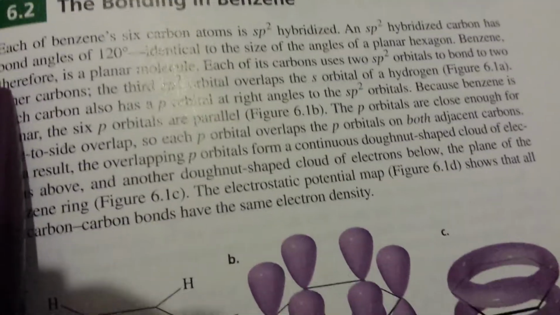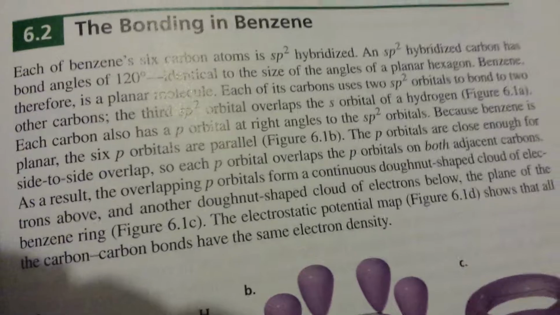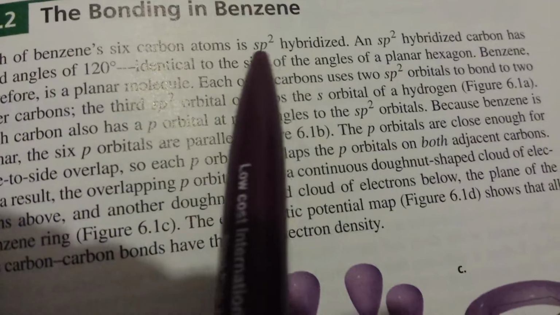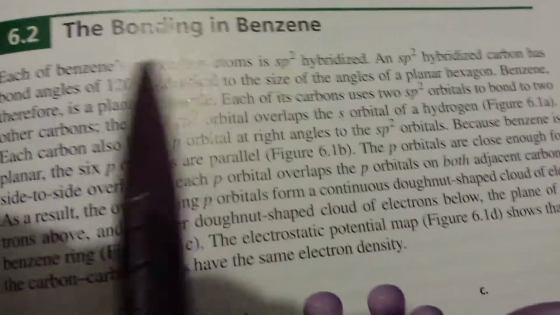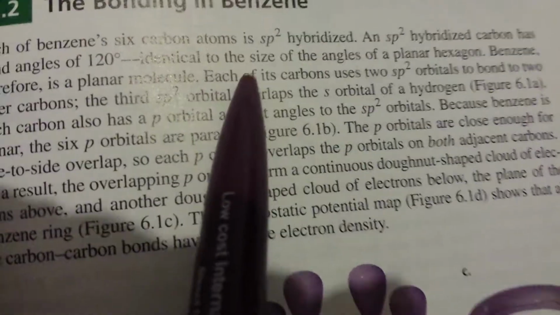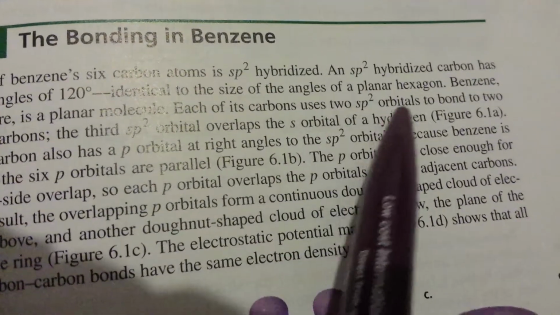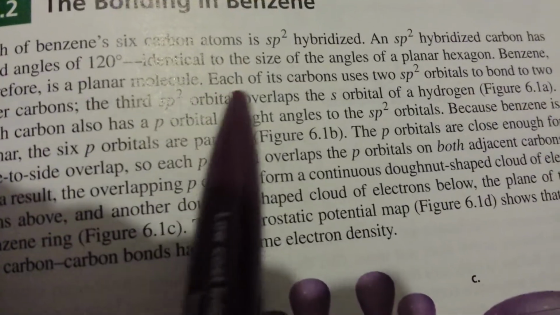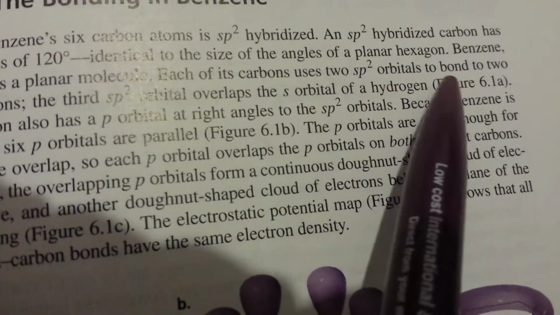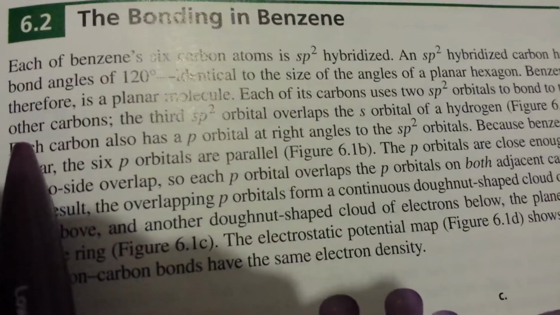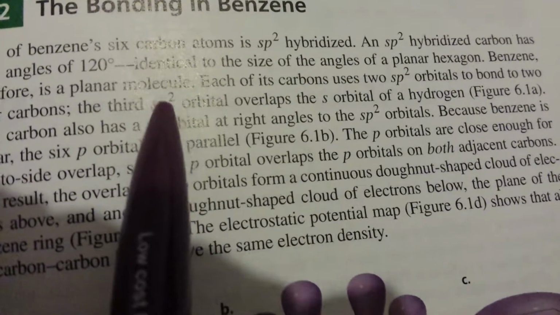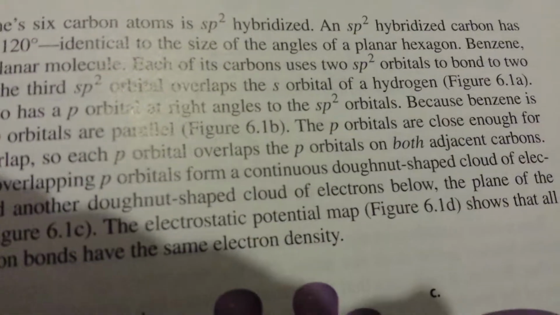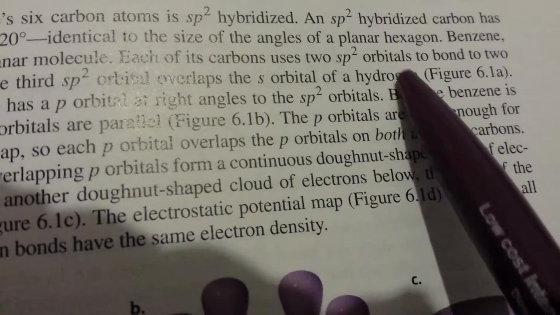The bonding in benzene. Each of benzene's 6 carbon atoms is sp2 hybridized. An sp2 hybridized carbon atom has a bond angle of 120, identical to the angle of a planar hexagon. Benzene, therefore, is a planar molecule. Each of its carbons uses sp2 orbitals to bond to 2 other carbon atoms. The third sp2 orbital overlaps the s orbital of hydrogen.